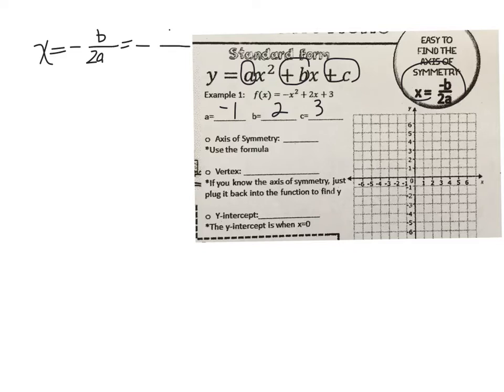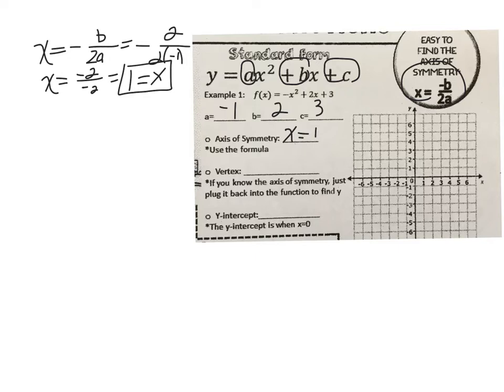B is 2, so negative 2 over 2 times a is negative 1, and then I'm just going to work that out. Notice I'm writing x equals because my axis of symmetry is an equation. X equals number. And then I'm just going to simplify. I have negative 2 over 2 times negative 1 is negative 2. So x equals 1 is my axis of symmetry. Notice I wrote that as an equation.